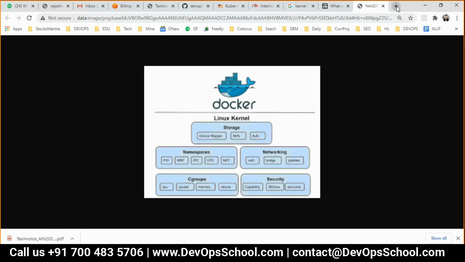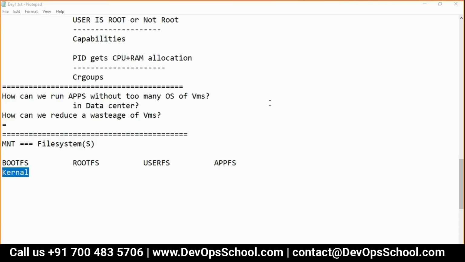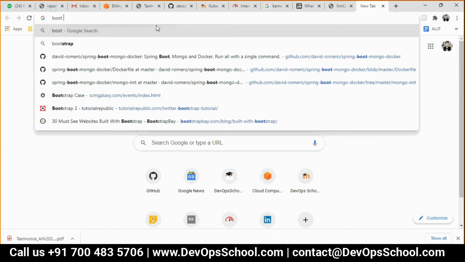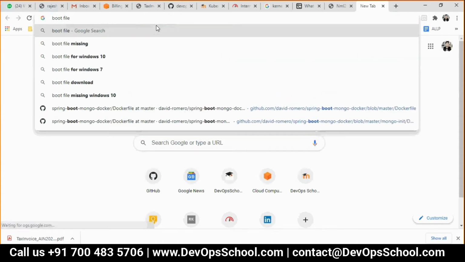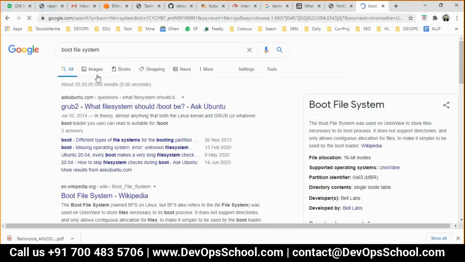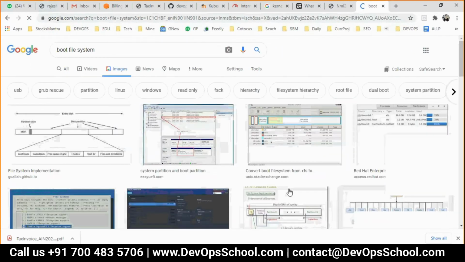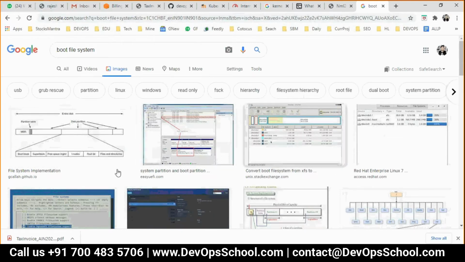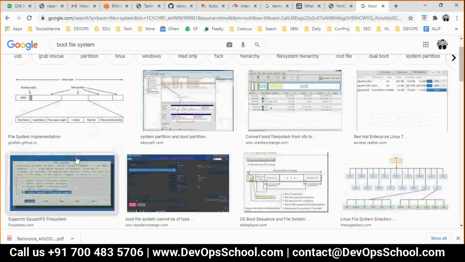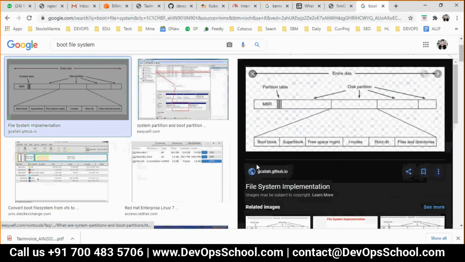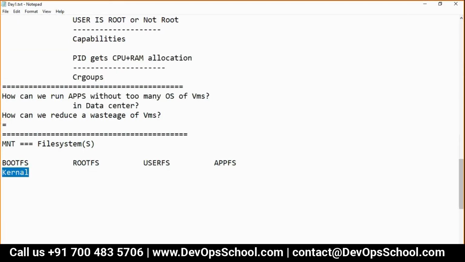So here, boot file system. Let me see if I can get some idea here. Boot file system. And this image, look at this. So here you can read more about the boot file system. During the runtime you can see typically it's a kernel.